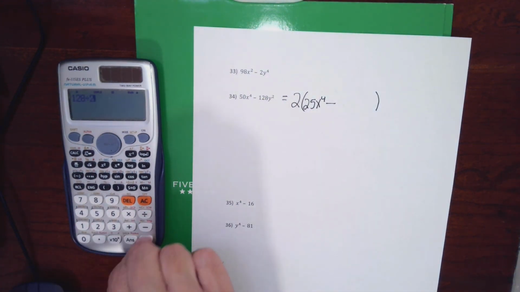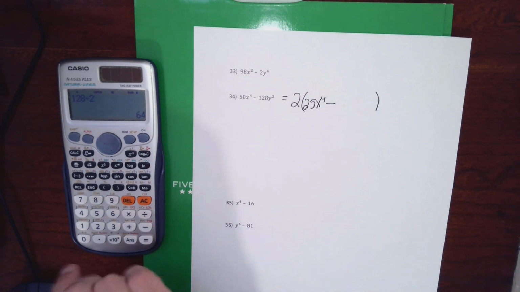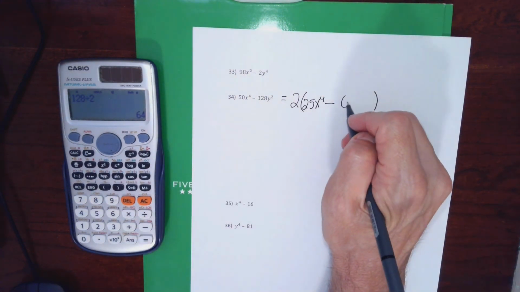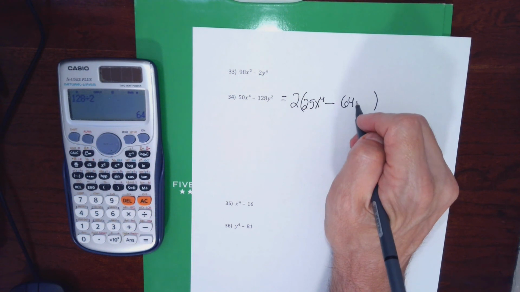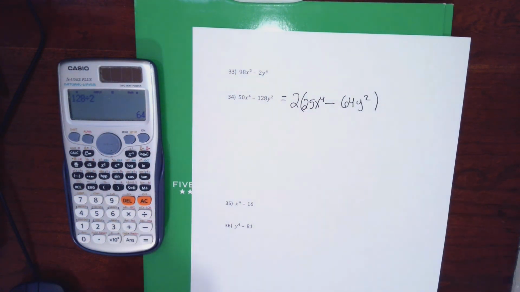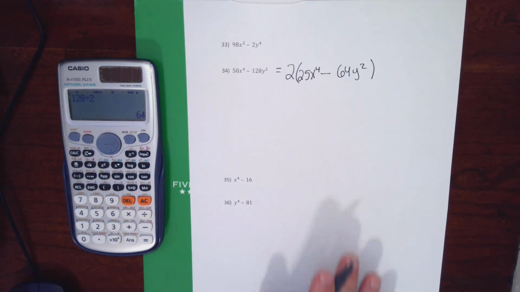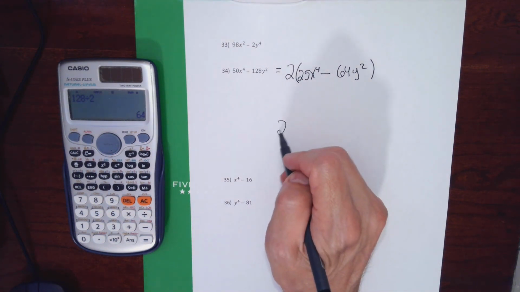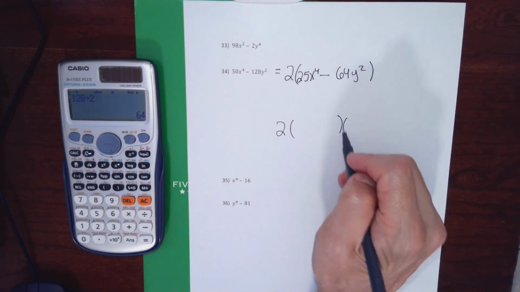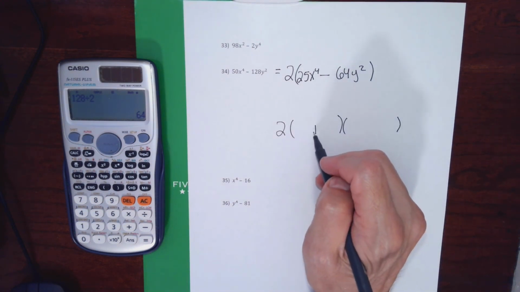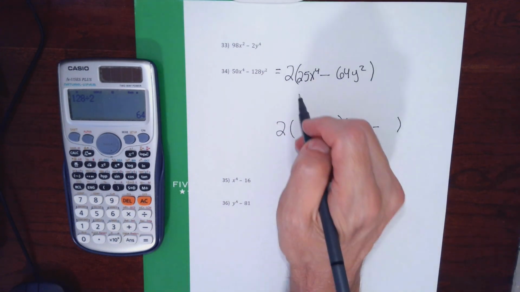When I factor out a 2 from the 128, I divide the 128 by 2 and get 64, and I leave the y squared. So it's still a difference of squares because numbers have nice square roots, exponents are even. Ultimately, I'm going to break this down into two parentheses, one with a plus sign, one with a minus sign.